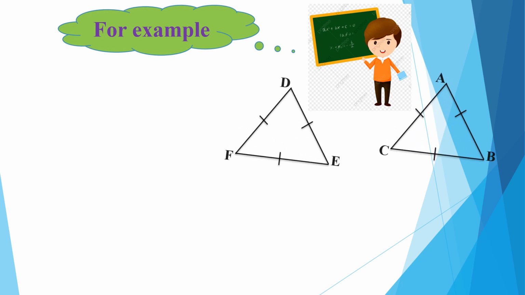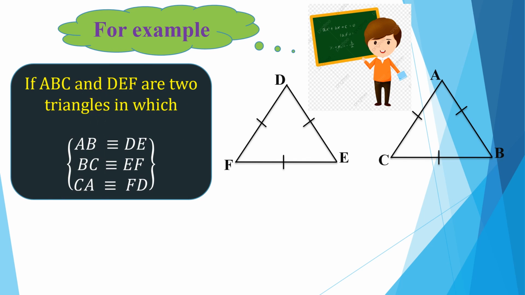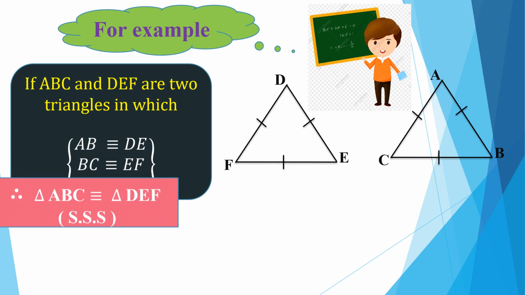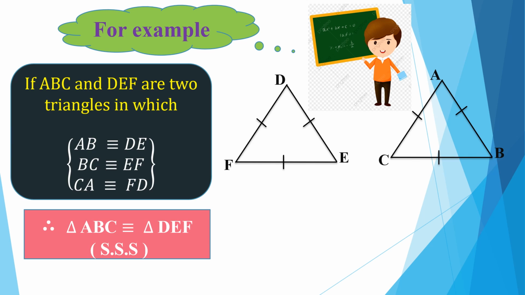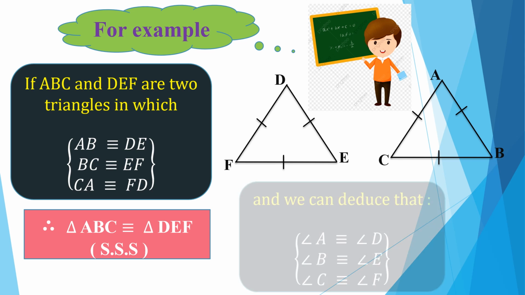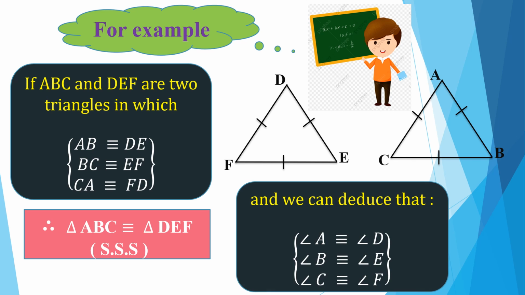For example, if ABC and DEF are two triangles in which AB congruent with DE, BC congruent with EF, CA congruent with FD, then triangle ABC congruent with the triangle DEF as side, side, side. And we can deduce the 3 elements also. Angle A congruent with angle D, angle B congruent with angle E, angle C congruent with angle F.